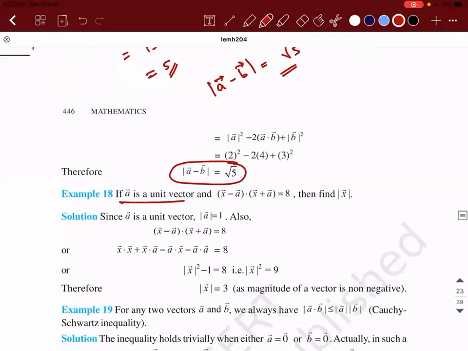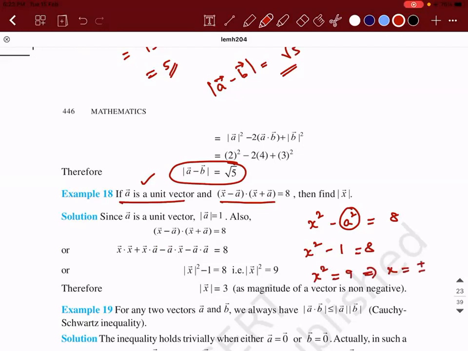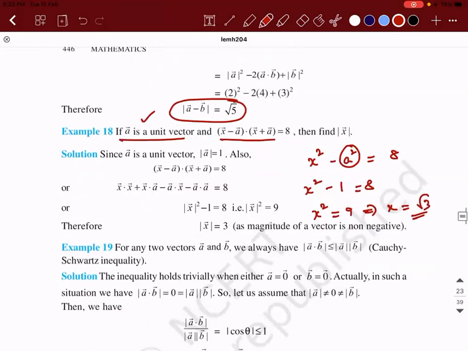If A vector is a unit vector, then x vector dot x vector minus A vector dot x vector plus A vector is 8. So x square minus A square is 8. Then find the magnitude of x vector. It's simple. x square minus what is A square? 1, because A is a unit vector. It is equal to 8. So x square is equal to 9, which implies x is equal to root 3. Why is it root 3? Because magnitude can't be negative.